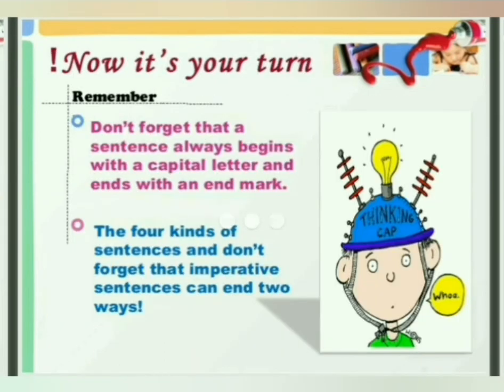And now it's your turn. Please remember these two points. Don't forget that a sentence always begins with a capital letter and ends with an end mark. End mark means it may be a full stop, question mark, or an exclamation mark. And the second one, the four kinds of sentences. And don't forget that imperative sentences can end two ways. An imperative sentence gives the order and also the request. See, it ends with a full stop or an exclamation mark.